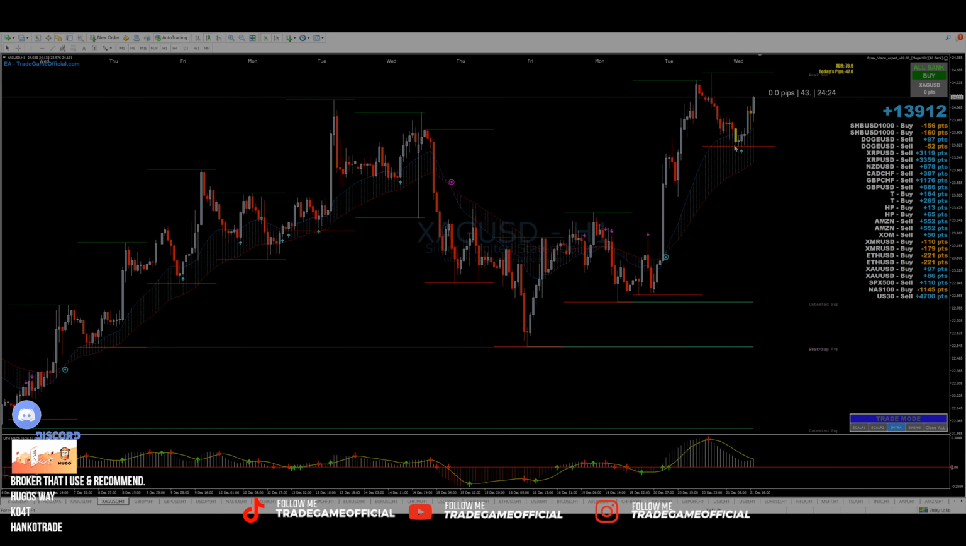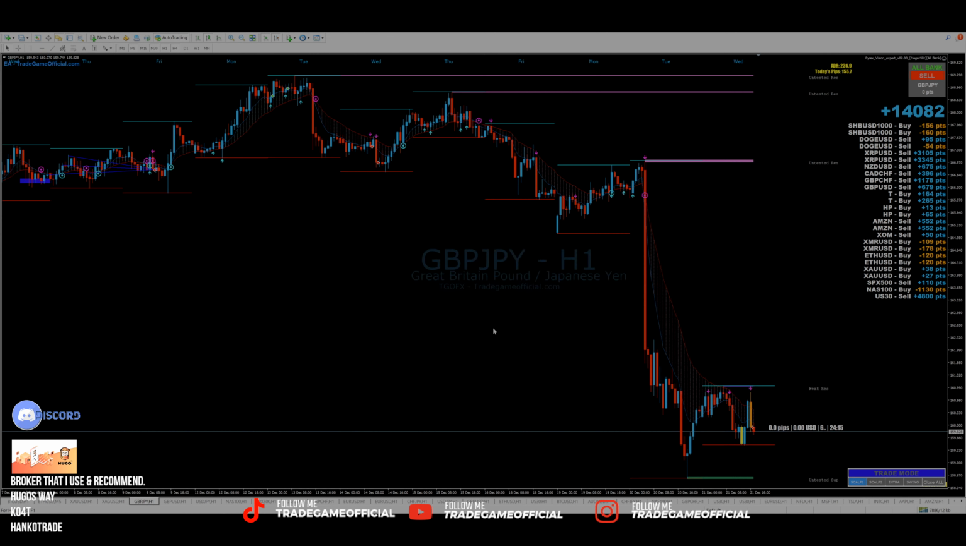Okay. Silver, I didn't take the trade. I don't know why I didn't take this trade, but for some reason I didn't. GJ is just difficult. I closed this GJ trade earlier. I wasn't feeling it. This was the trade to take. You see this nice signal you would have caught.